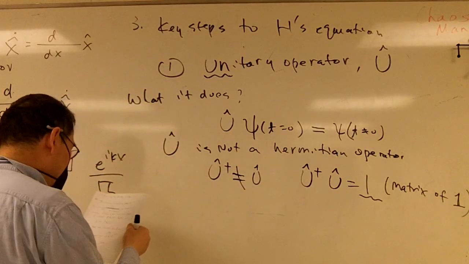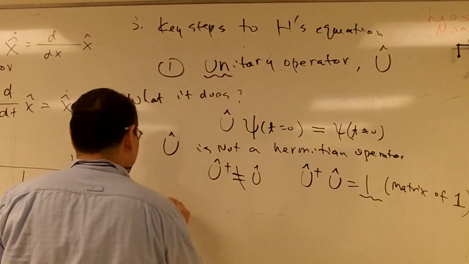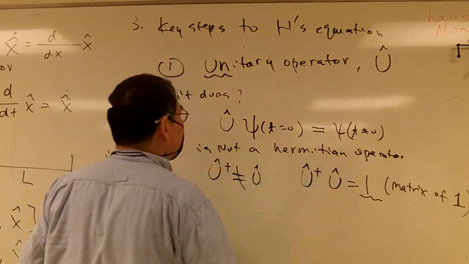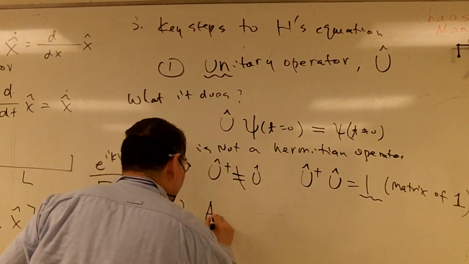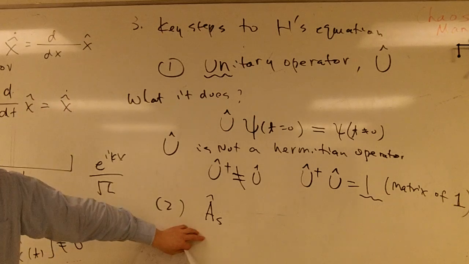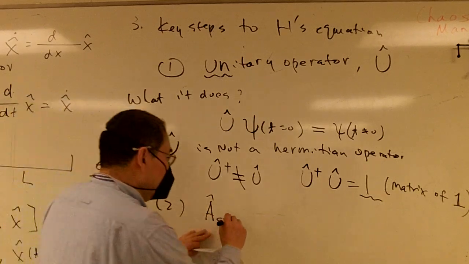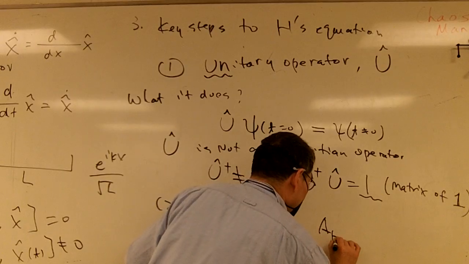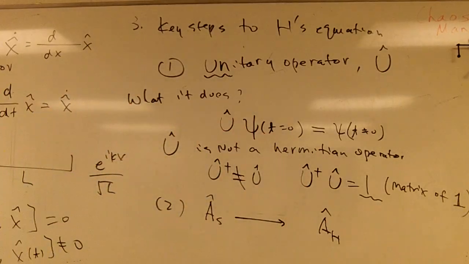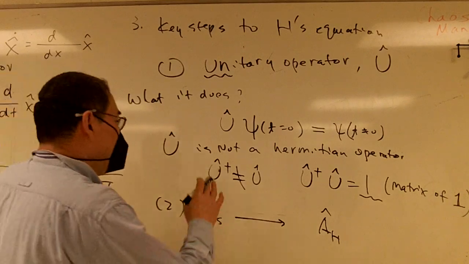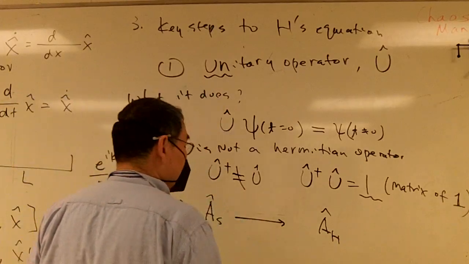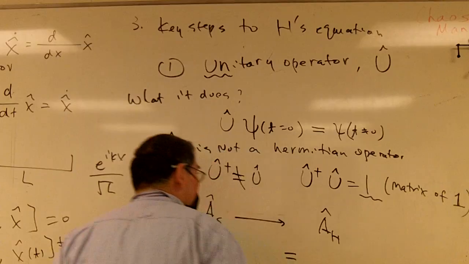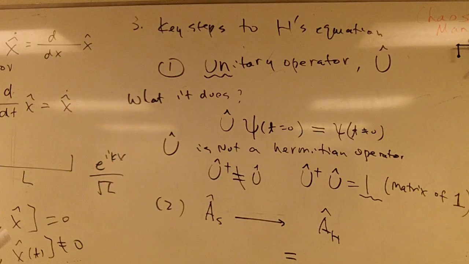So this is the wave function. Second, it's converting the operator from the Schrodinger picture to the Heisenberg picture. This conversion is quite important. I will purposely write it in a particular format. There is one thing which is quite important. So here is the conversion between these two.